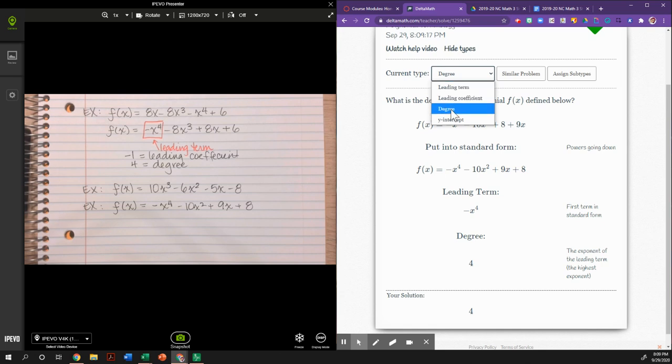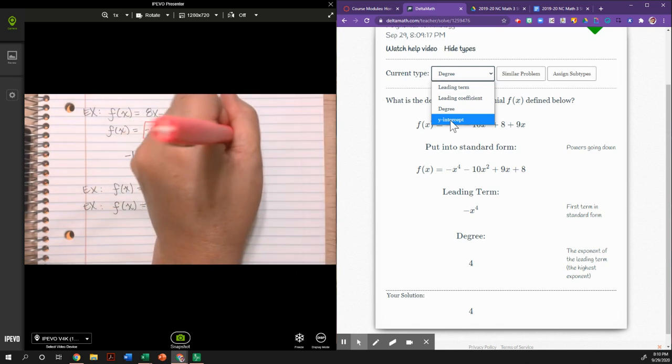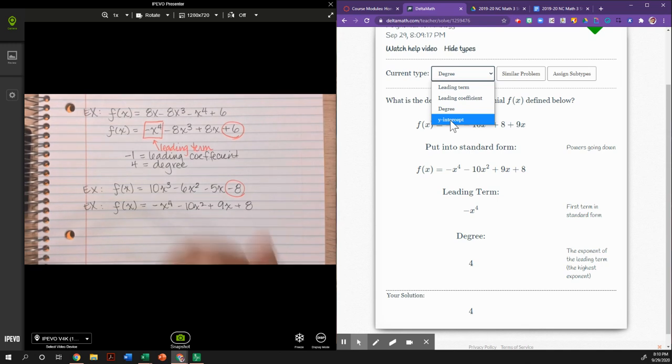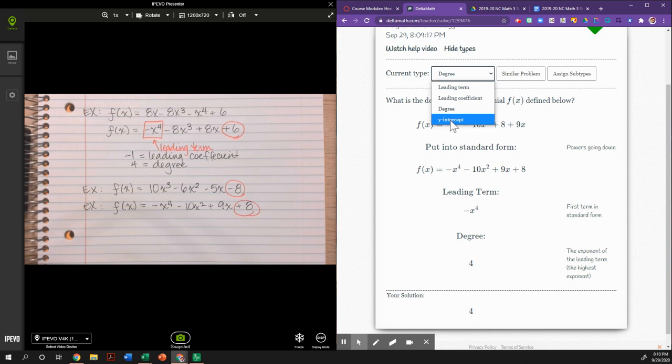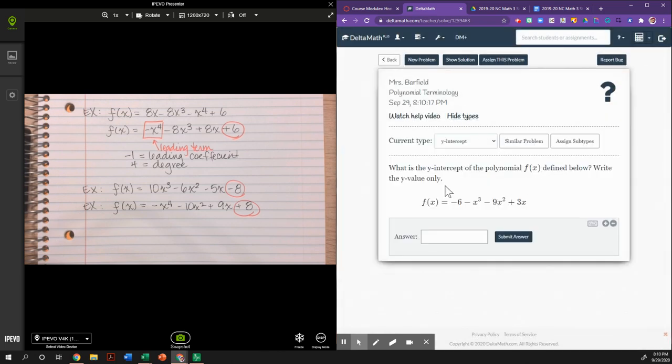Right here, before I switch over to y-intercept, I can tell you really quickly the y-intercept of all of these polynomials because it's in standard form. The y-intercept is the constant. Anytime you are asked to find the y-intercept of a polynomial, it is the constant at the end of standard form. Let's look here. It says, what is the y-intercept of the polynomial f of x defined below? Write the y value only. Why is it the y value only?